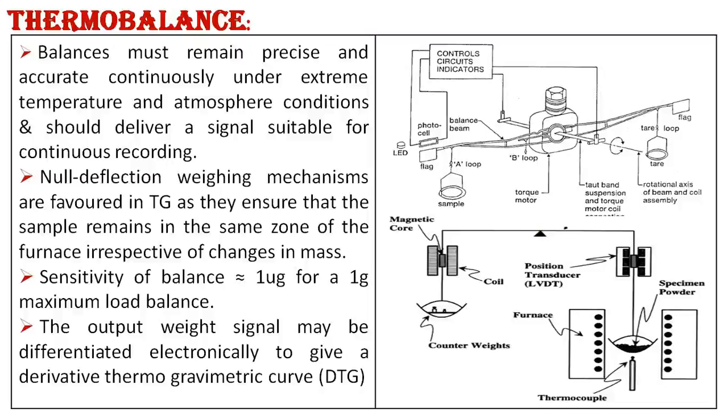Balance must remain precise and accurate continuously under extreme temperature and atmospheric conditions, and should deliver a single signal suitable for continuous recording. Null deflection weighing mechanisms are favored in TG as they ensure that the sample remains in the same zone of the furnace irrespective of changing mass. Sensitivity of the balance is equal to 1 microgram for a 1 gram maximum load balance.